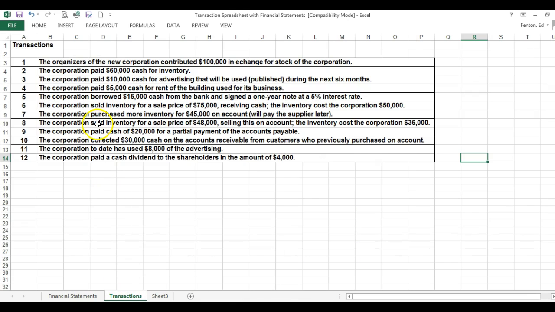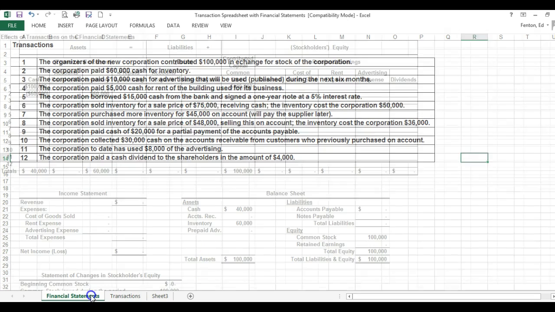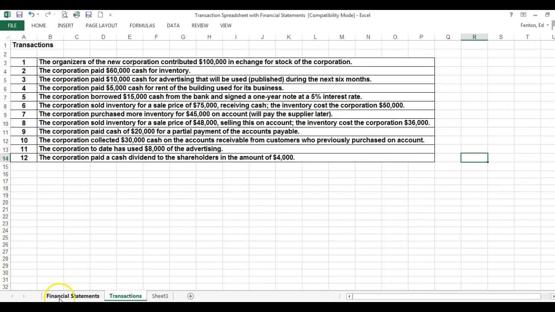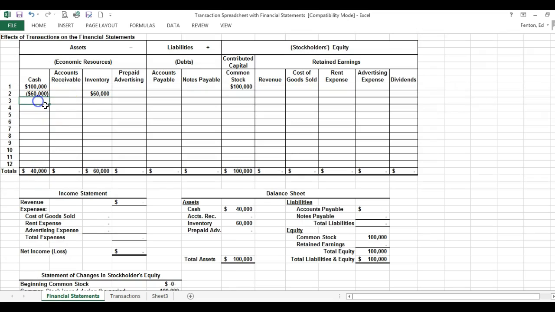The third transaction, the corporation paid $10,000 cash for advertising that will be published during the next 6 months. So in this one we're paying for advertising in advance, and we call this prepaid advertising. So with the $10,000 cash going out the door, a negative 10 is in the cash account. Then we have prepaid advertising will be a positive 10.